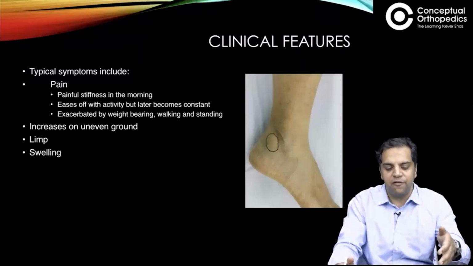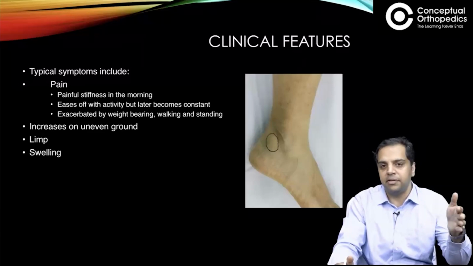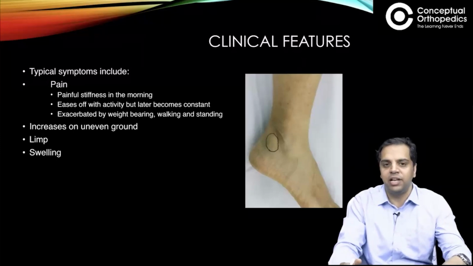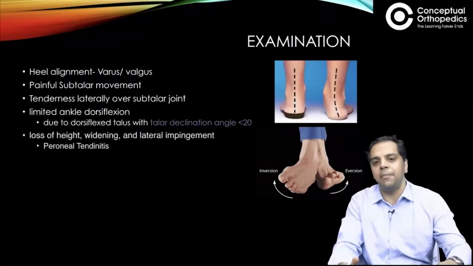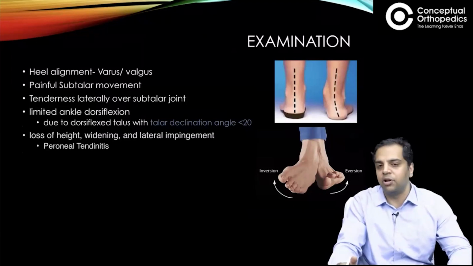These patients tend to have painful stiffness in the morning. The pain gradually eases off but becomes constant with time, and they have pain with walking, especially walking on uneven ground where the subtalar joint moves. They will also have a limp if the calcaneum is badly malunited, and they will also have persistent swelling from the initial trauma. And when you examine them, that is when you get an idea about a lot of things.